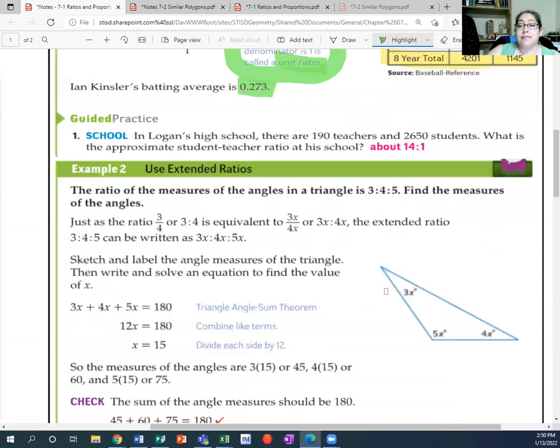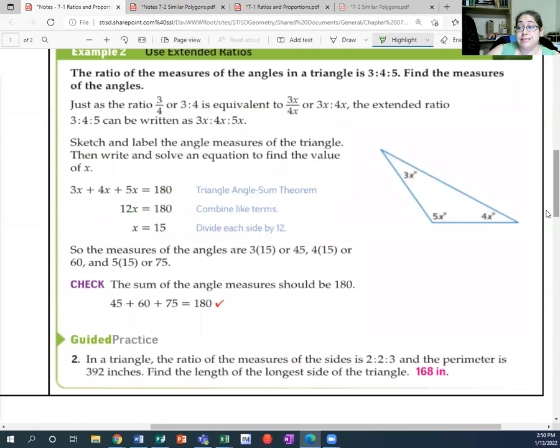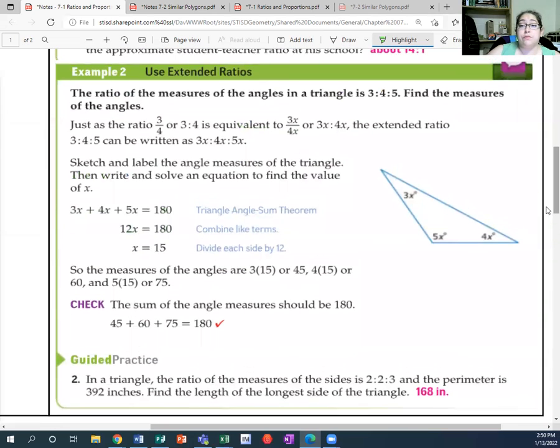Let's talk about the next thing that might be new to you, because that was probably something you've done before. The new thing is called extended ratios. This is going to help you on your skill practice questions 12 through 15 to the very bottom. An extended ratio is when you've got more than 2 numbers in your ratio.